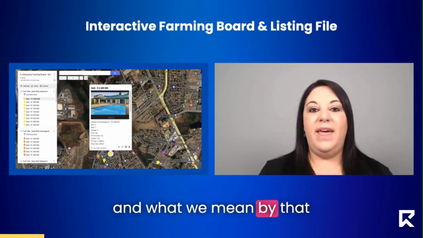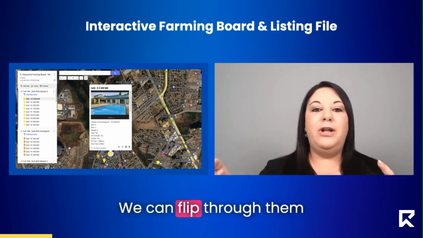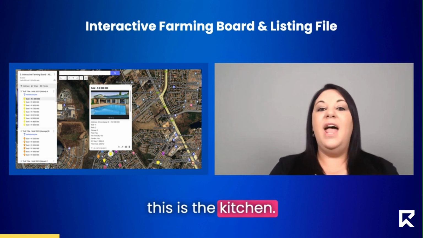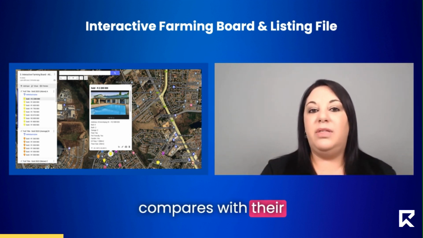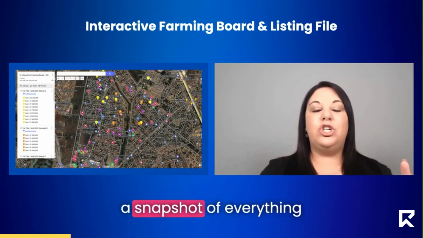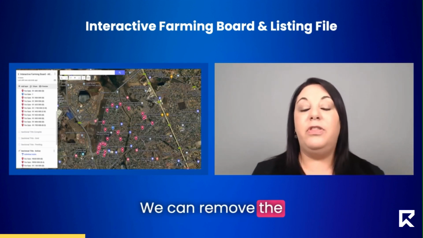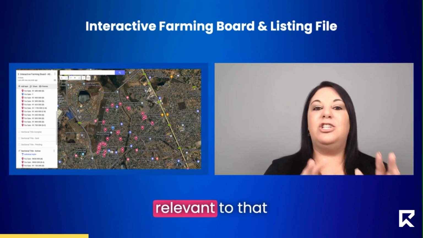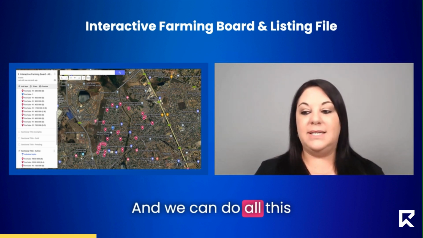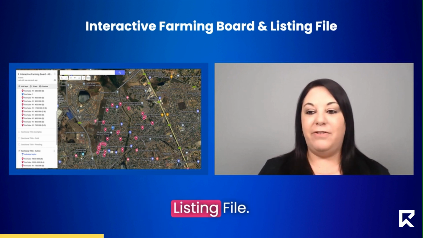And what we mean by that is we can now add pictures to our farming board. We can flip through them and show the seller, this is the bathroom, this is the kitchen, and how it actually compares with their property. We also get to show them a snapshot of everything that is happening in that territory, and we can remove the properties that aren't relevant to that particular property, that don't compare. And we can do all this with our interactive farming board and listing file.